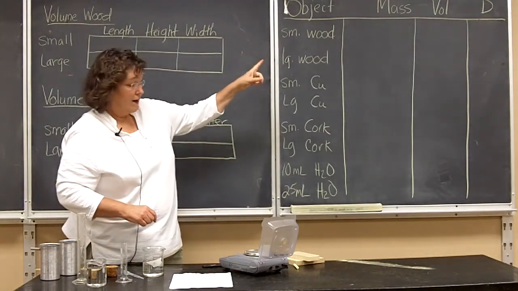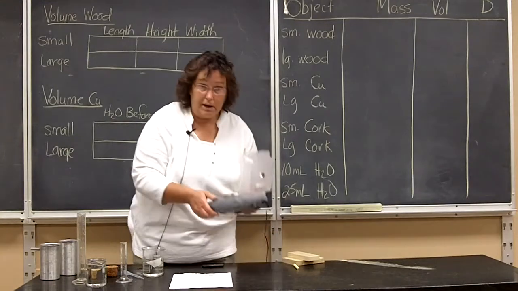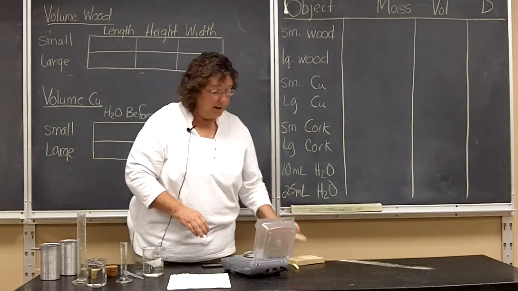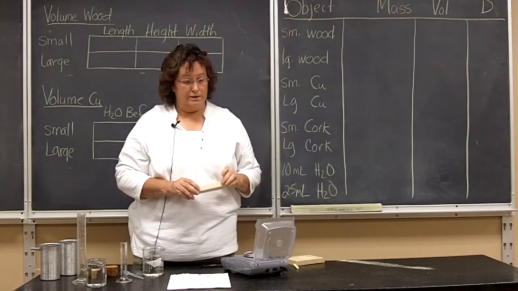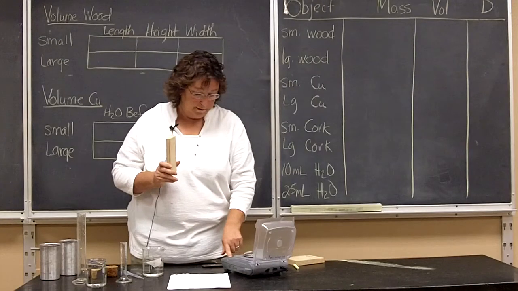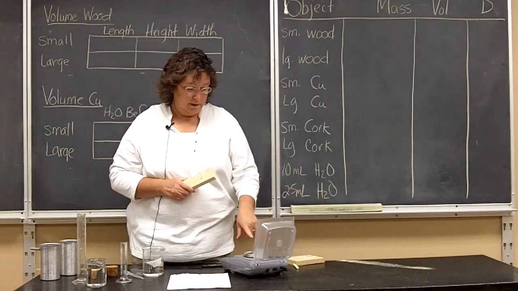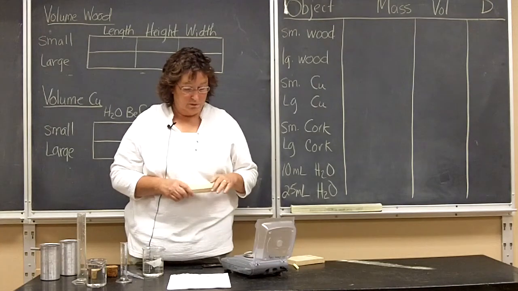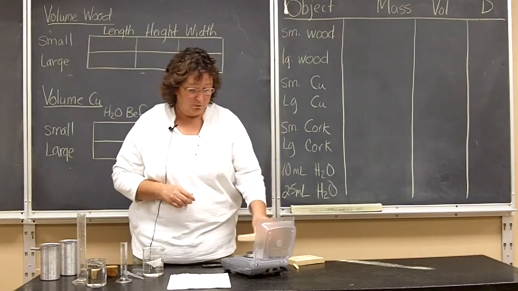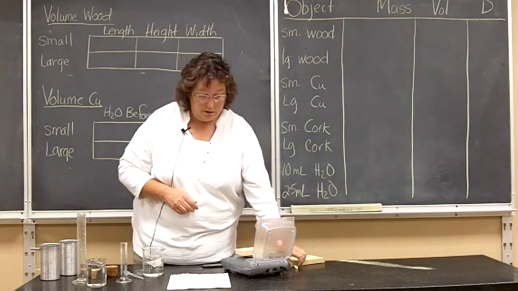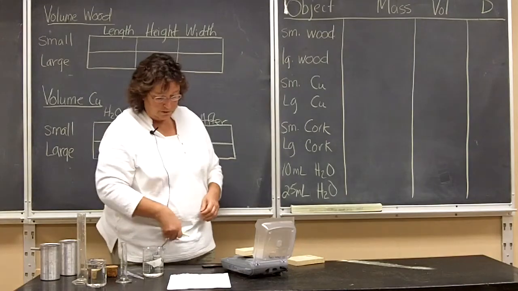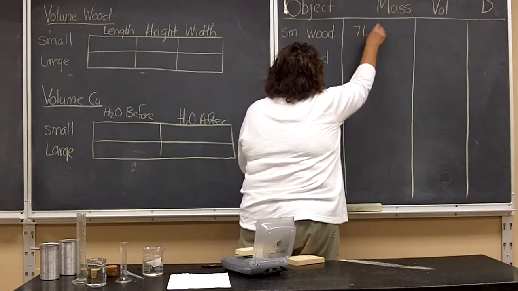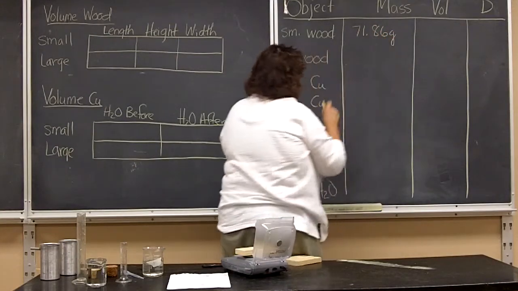To start with, I have to find the mass of the object. So here's the balance, and we talked about the fact that this measures mass and it measures it in gram units. So I'll get this turned on. It doesn't read exactly 0, so I've got a 0 button I can push. Right, now it reads 0. I'll put that on there, and that happens to have a mass of 71.86 grams. I'm going to put that right there.